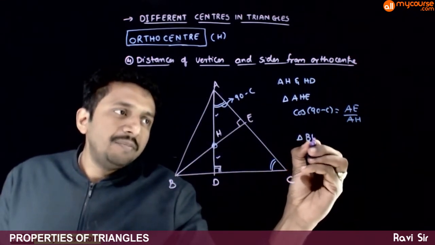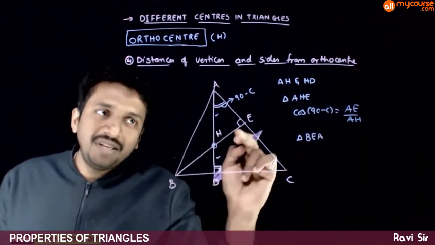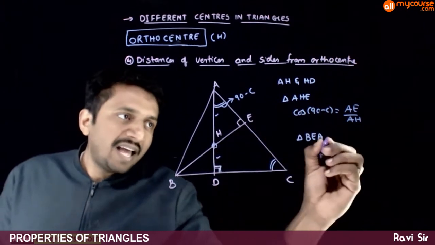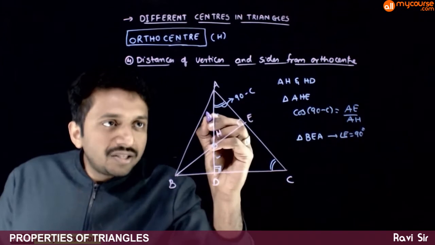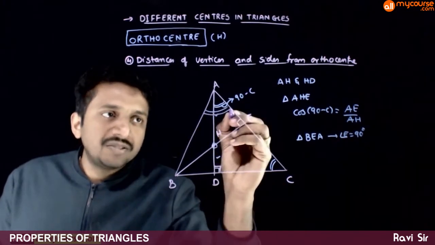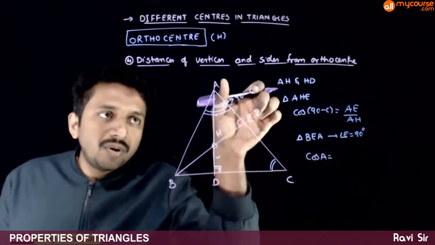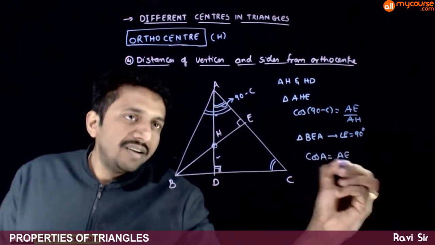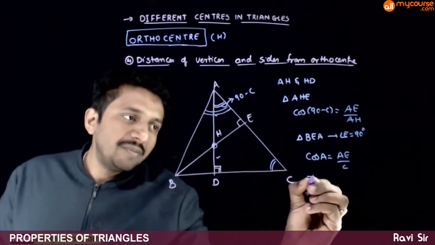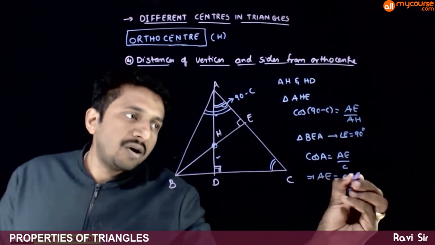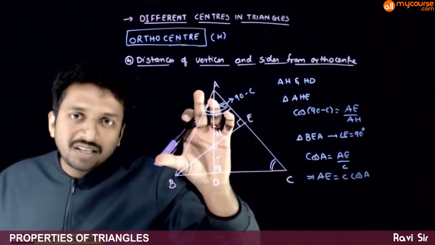In triangle BEA, this is a right angle triangle. Angle E is equal to 90 degrees. Now if you take this total angle A, what is cos A? Cos A is equal to the adjacent side AE divided by the hypotenuse, which is nothing but the total side C. This implies AE is equal to C cos A. That's the cos component of this.